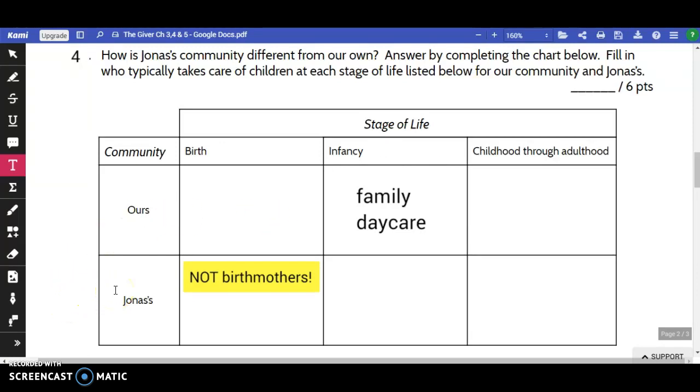For Jonas's community, you're going to do the same thing. My hint for you is that at birth, the children are not taken care of by the birth mothers.